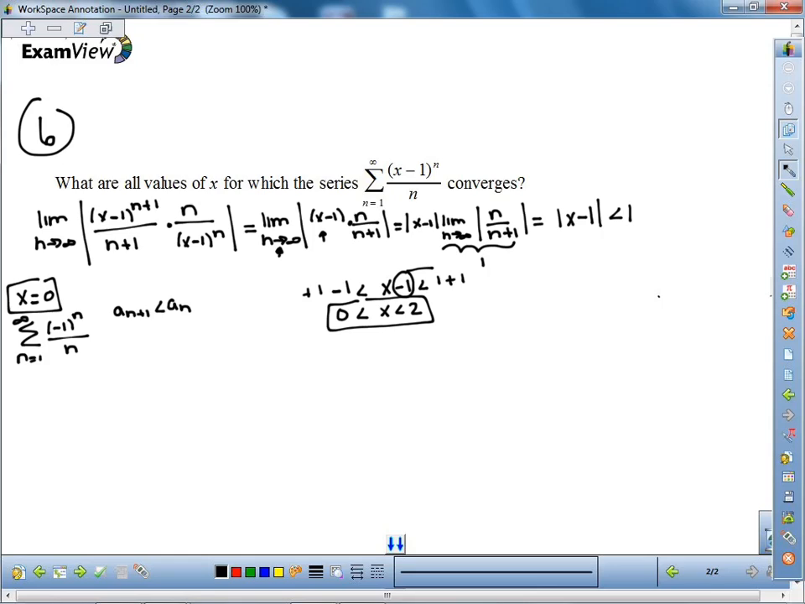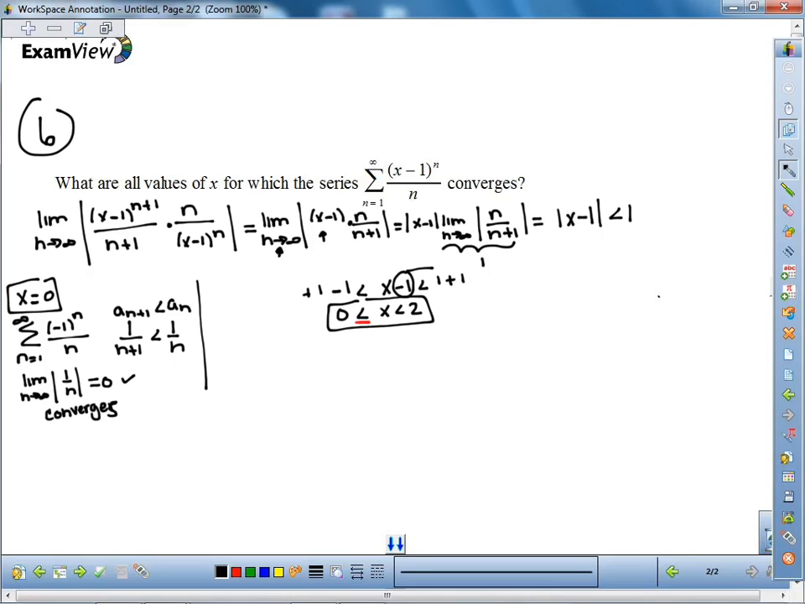The reason I know is because n plus 1 is larger, so that's true. So all I have to do is show that the limit as n goes to infinity of the absolute value goes to 0, which it does. So therefore this converges by the alternating series test. That means that 0 is part of my answer, so I'm going to have a less than or equal to there.